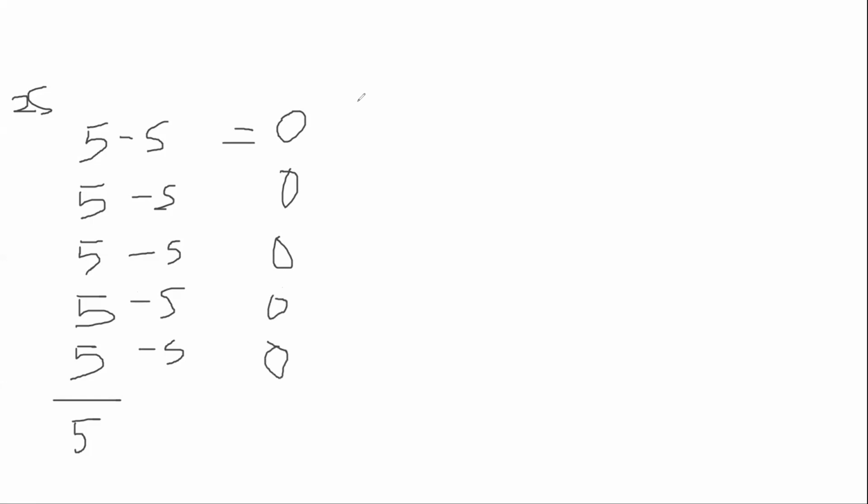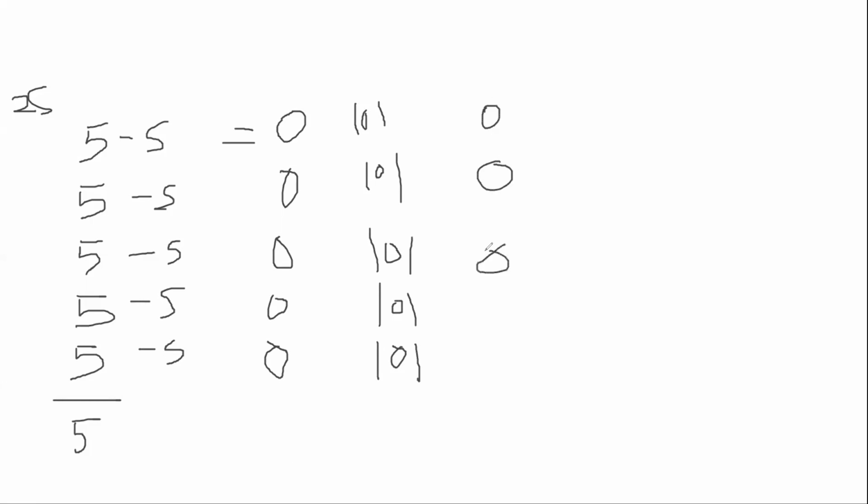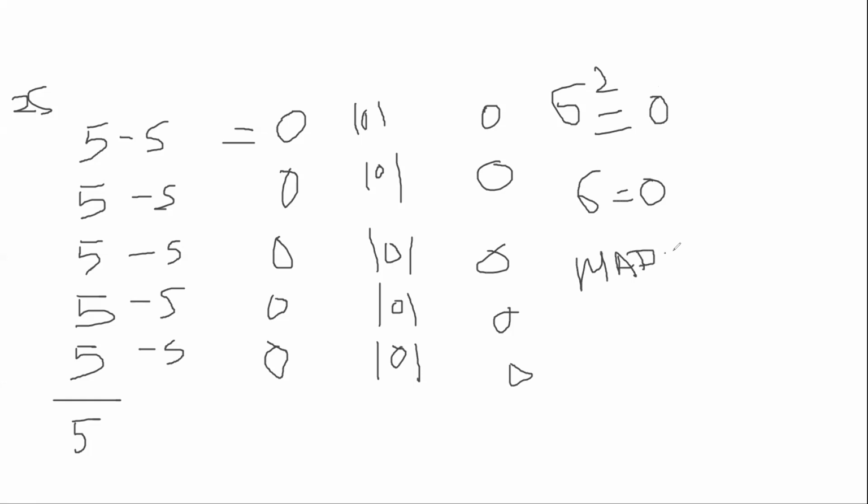And if I take the absolute value, it will be 0, again 0, 0, 0, and 0. If I take the square, 0, 0, 0, 0, 0. If I'm going to do variance, then variance is also 0. If I'm going to do standard deviation, 0. If I'm going to do mean absolute deviation, 0. Everything is 0.